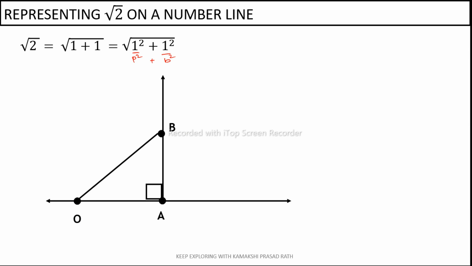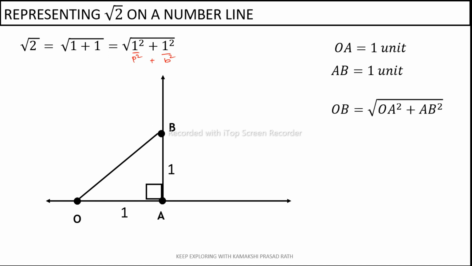So here in our figure, OA is 1 unit, AB is also 1 unit. Now OB will be our hypotenuse. So using the Pythagoras property, we say that OB is nothing but root over of OA squared plus AB squared. 1 squared plus 1 squared, we get 1 plus 1, that is root 2. So OB is of length root 2 units now.